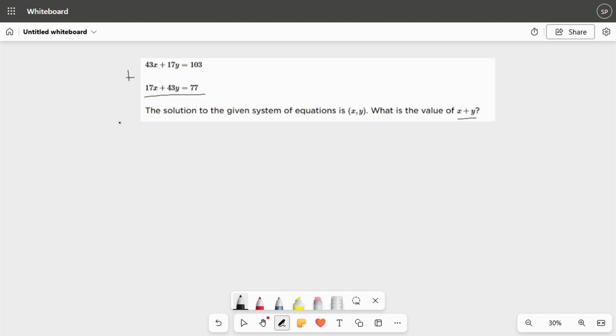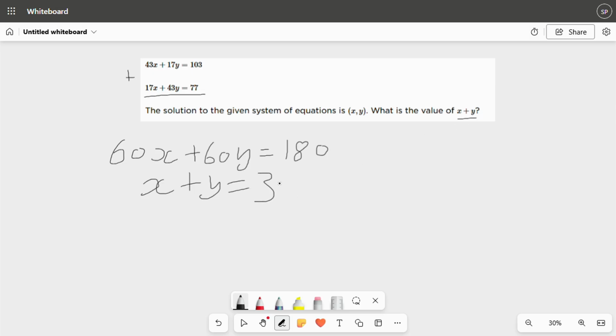So what's 43x plus 17x? That'd be 60x. And what is 17y plus 43y? That'd be 60y. 103 plus 77 is 180. And as we see, we have a 60, 60, and a 180. So we can divide all of these by 60. What's 60x divided by 60? This would be x, and y. And 180 divided by 60 is 3. So our answer would be 3, since we're looking for x plus y.